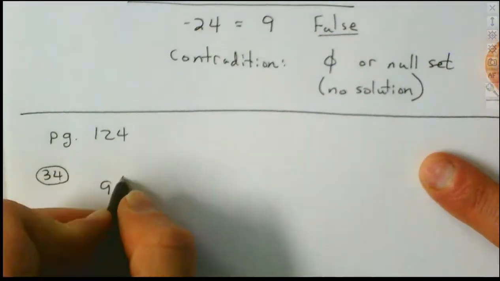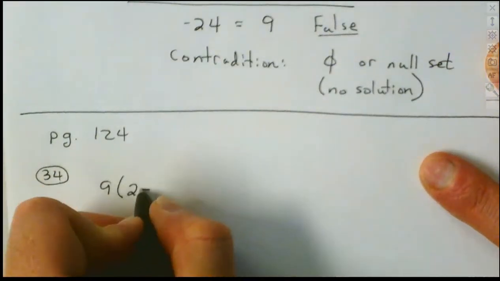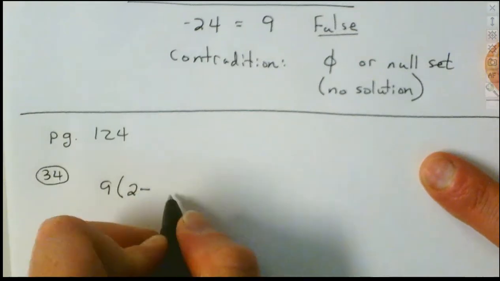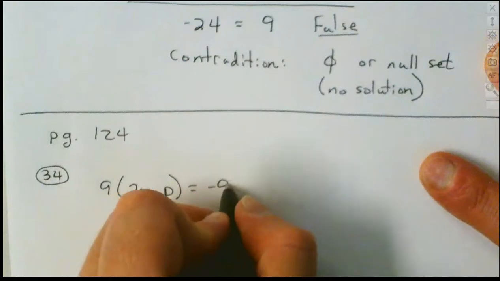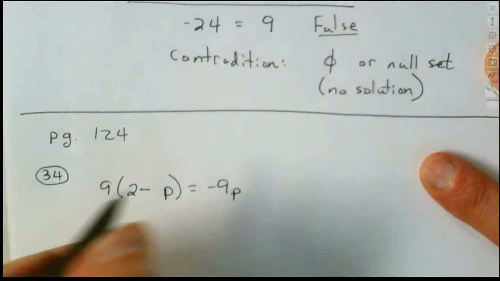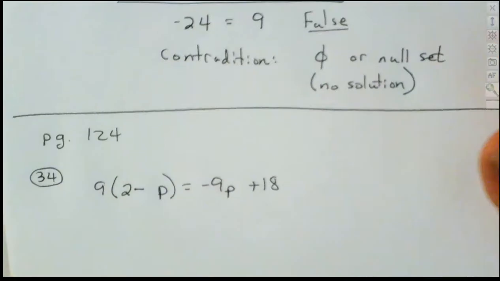We've got 9 times 2 minus p equals minus 9p plus 18. So this is nothing really new here. We've done these before. And just combining all the like terms together, seeing what we've got.